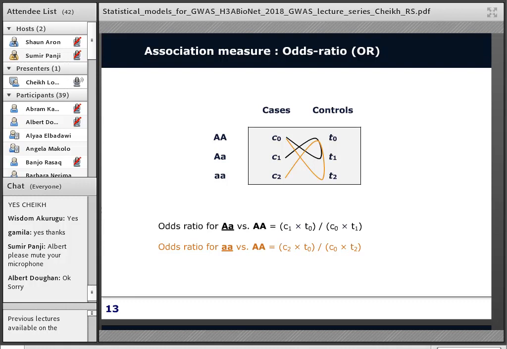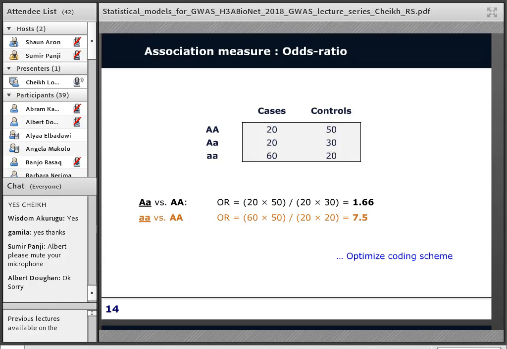So you also have to compute the association measure, and here it will be the odds ratio. You have it quickly on the same table by using this formula. You just have to make the count depending on the two genotypes you want to contrast. You can see the odds ratio for that one. For example, here for the homozygous of the minor allele, you have the count C2 times T0 divided by C0 times T2.